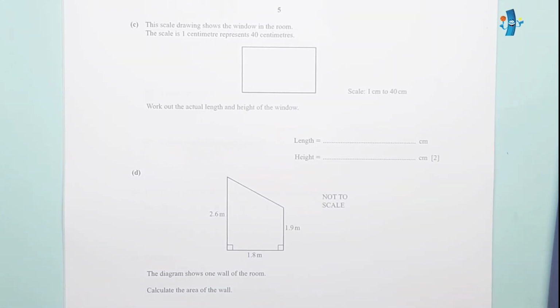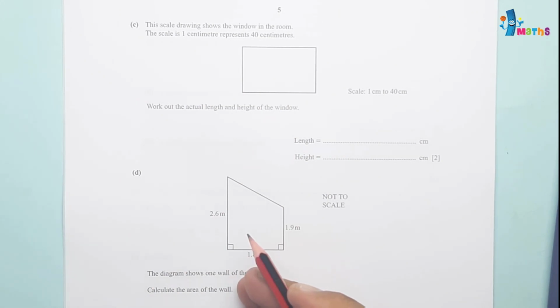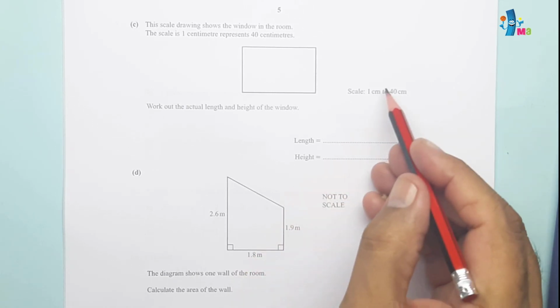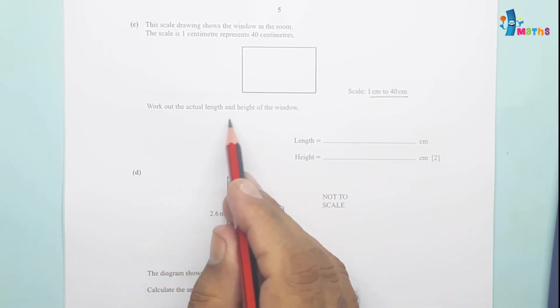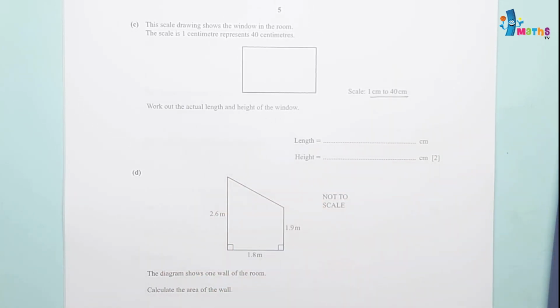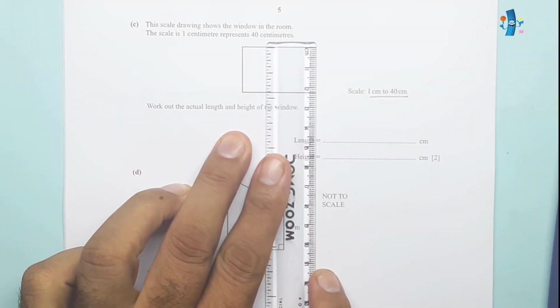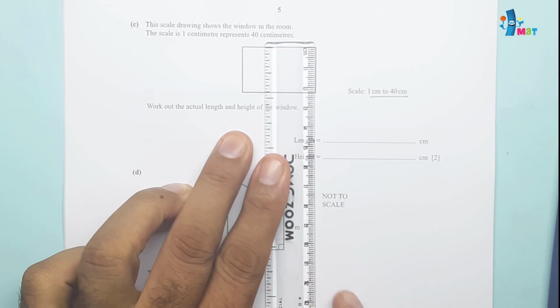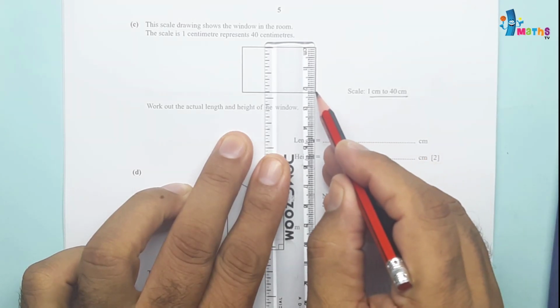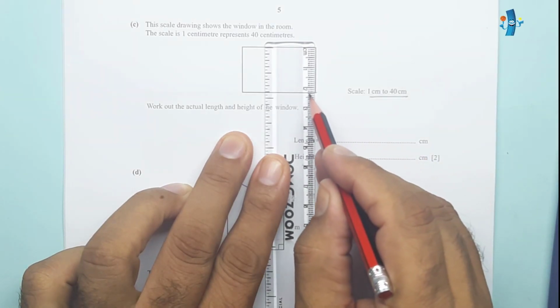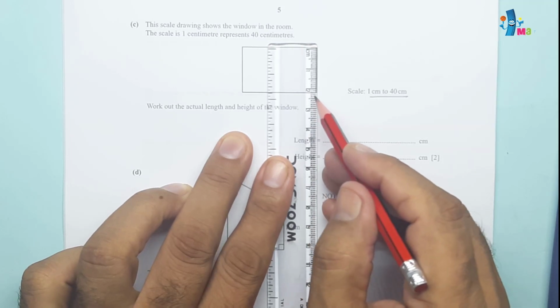Then here comes C part. This scale drawing shows the window in the room. The scale is 1 centimeter is to 40. Work out the actual length and height of the window. Here comes the same problem which the marking scheme and the published paper have. Published papers are a little reduced one.